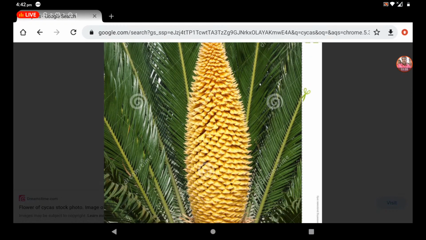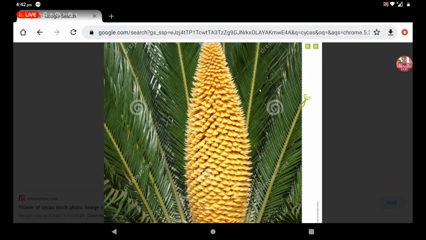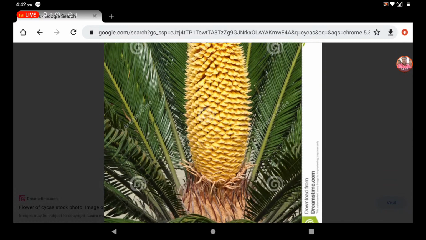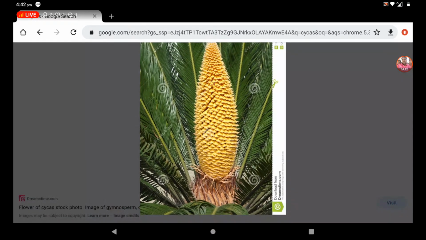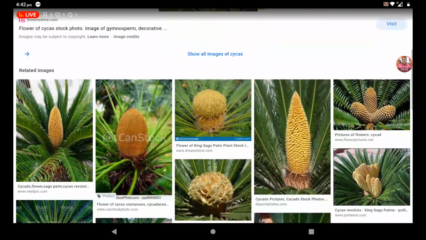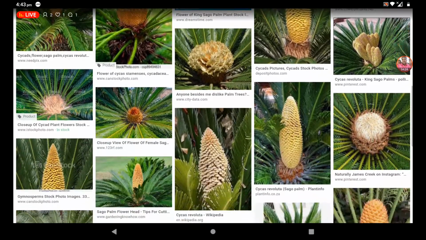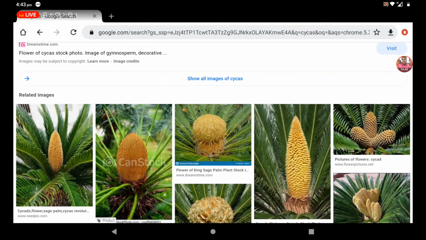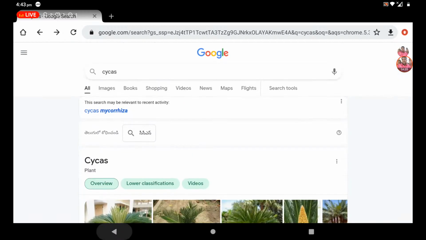See, this is the first time finding a flower-like structure. Of course they are not tulip flowers, but the microsporophylls and even megasporophylls become cone-like structures, which can be identified here. Cycas and even others also we have.